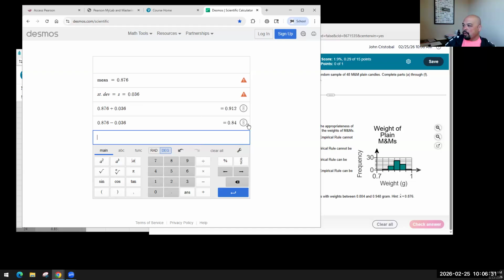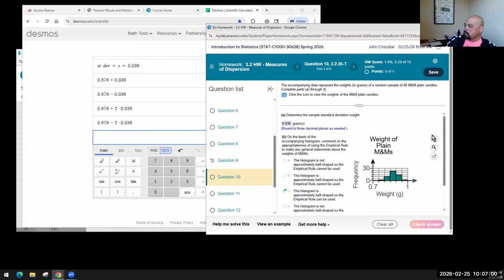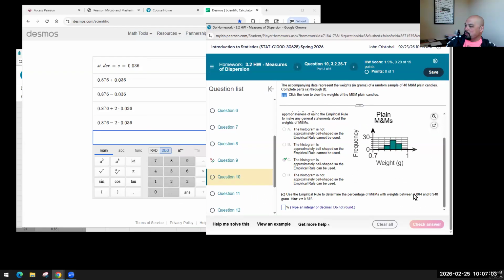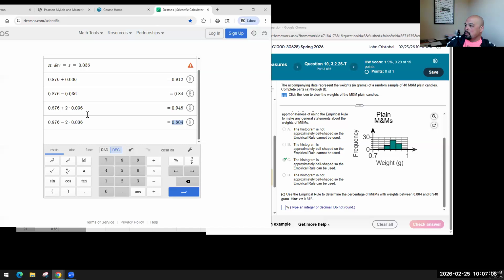0.036, 0.84. If I want to do 2 standard deviations above or below, right, we do the same, 0.876 plus 2 times 0.036. Make sure I get my decimal there. So now there's 2 standard deviations above. If I do 2 standard deviations below, minus 2 times that 0.036, 0.804. So now notice these values here, shrink this a little bit. We want to see what's between 0.804, which was 2 standard deviations below, and 0.948, which was 2 standard deviations above.